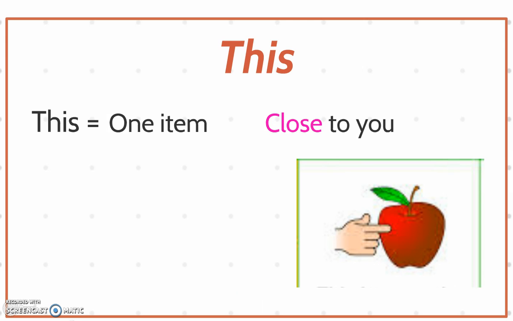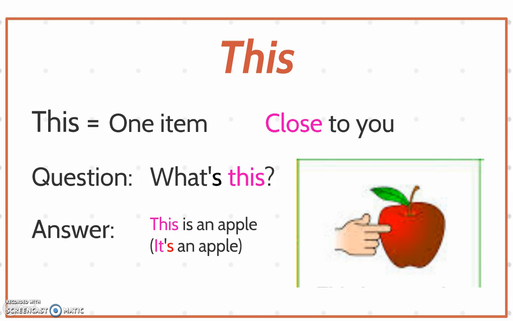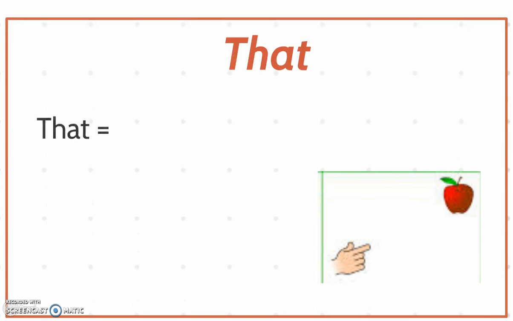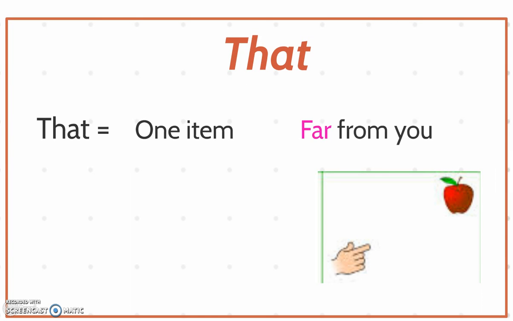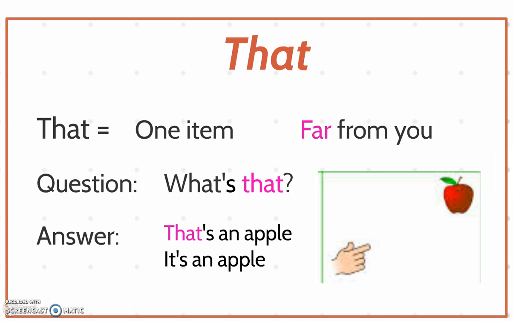So if we want to know about an object that is close to us, we will ask, what is this? And the answer could be, this is an apple, or more normally, it's an apple. That's is the verb to be. We use that when we refer to one item that is far from you. You see the apple and the hand? They are not close, they are far. So if we want to know about an object which is far from us, we will ask, what's that? And the answer would be, that's an apple, or it's an apple.